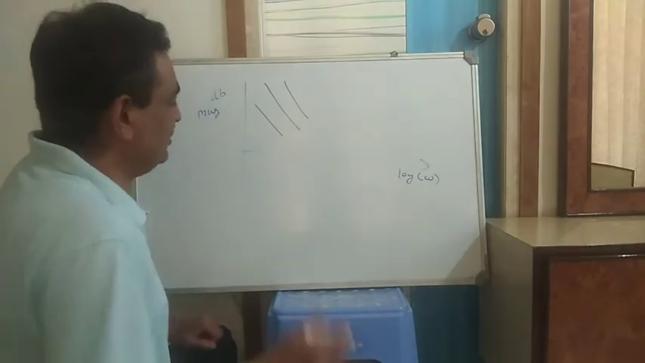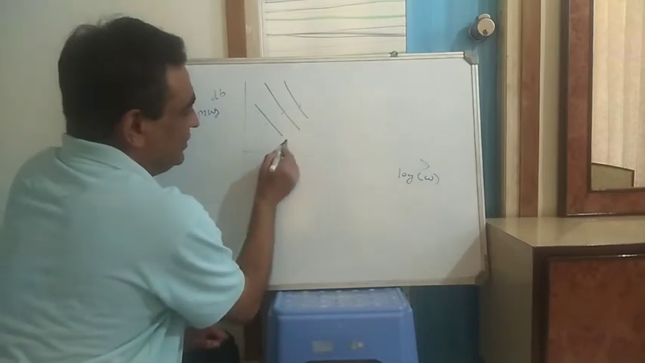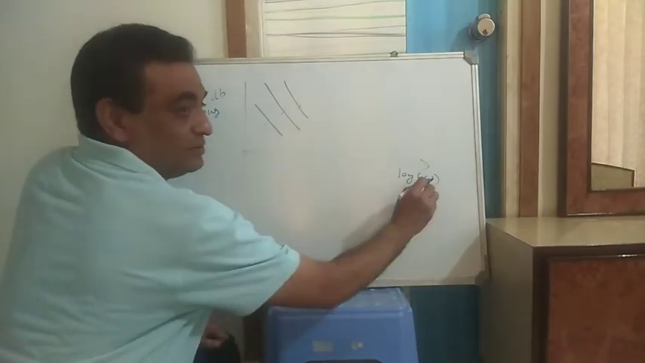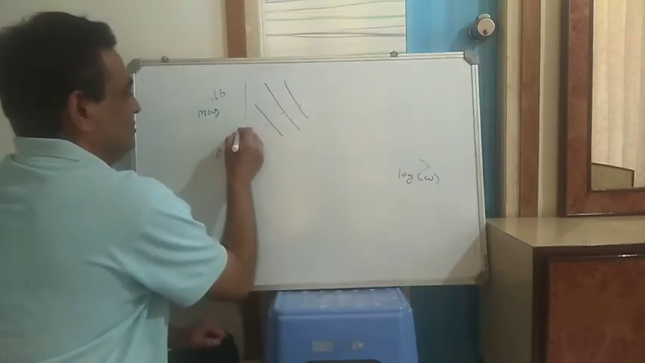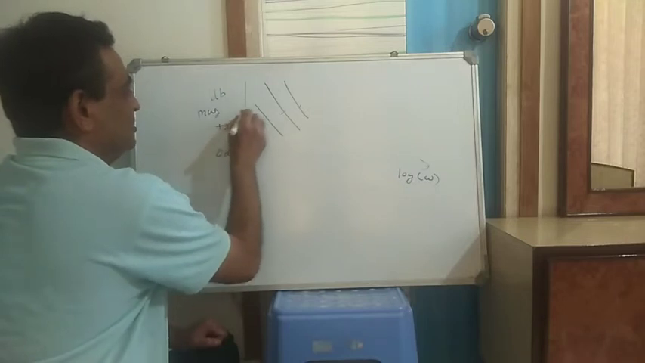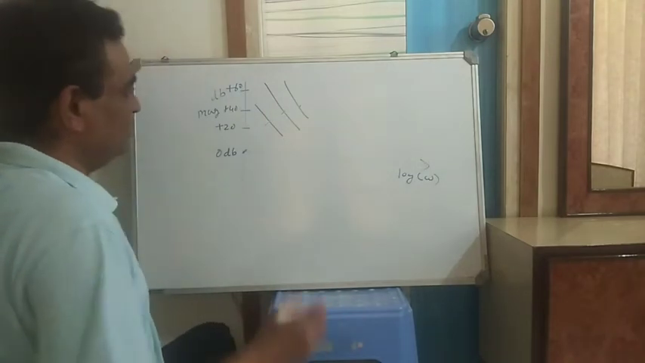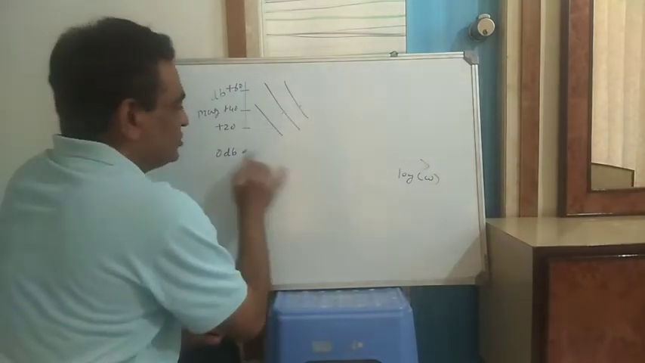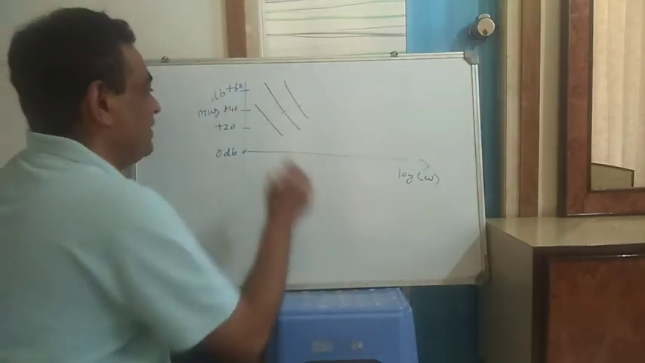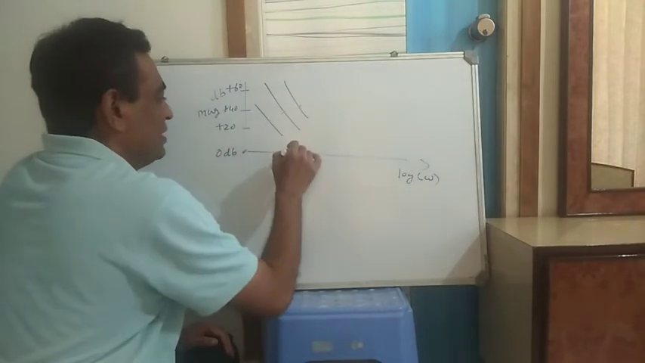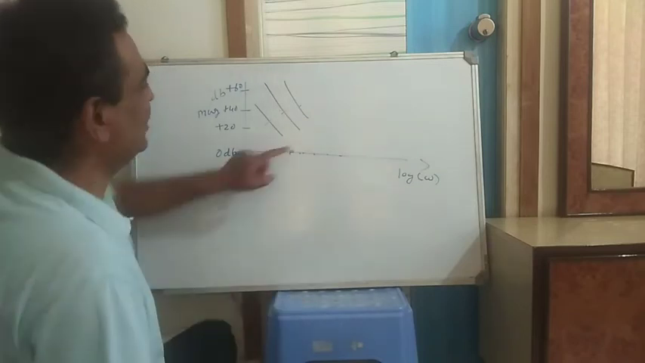If I know that the initial slope line is crossing the 0 dB axis, so this is the 0 dB axis, this would be plus 20 dB, this would be plus 40 dB, this would be plus 60 dB, something like this. Now, the initial slope line crosses the 0 dB axis, or you can say log omega axis. If I know that the initial slope line crosses the 0 dB axis at any omega, then I can compute this line.